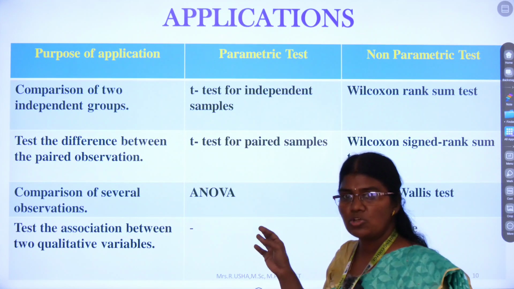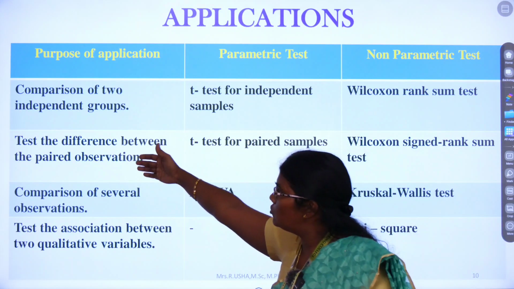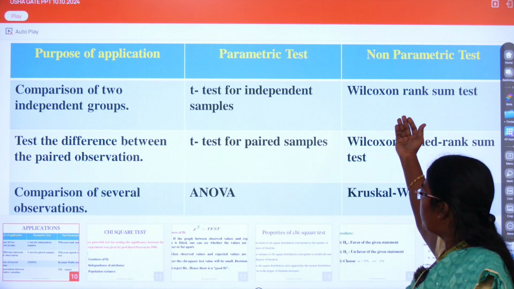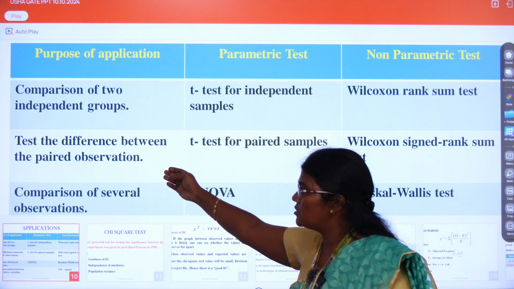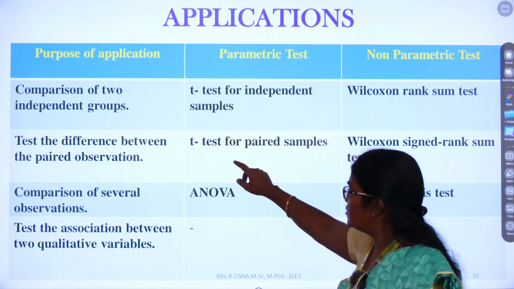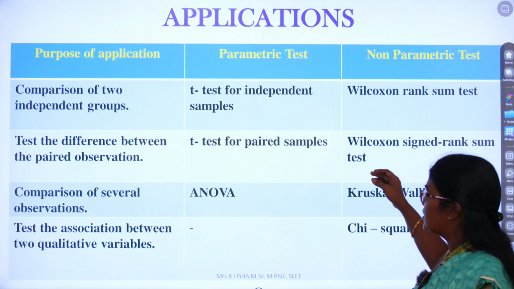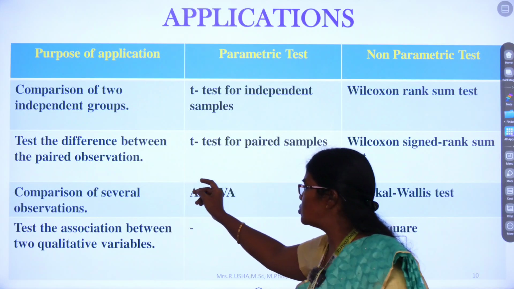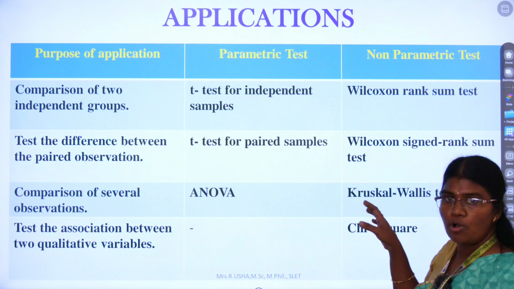Next, these are the applications of parametric and non-parametric tests. The purpose of application, comparison of two independent groups: we apply the t-test for independent samples, and for non-parametric we apply the Wilcoxon rank sum test. To test the difference between paired observations, that is, for dependent samples, we use the t-test for paired samples, and the Wilcoxon signed rank test for non-parametric. For comparison of several observations, ANOVA is used for parametric, and the Kruskal-Wallis test is used for non-parametric.